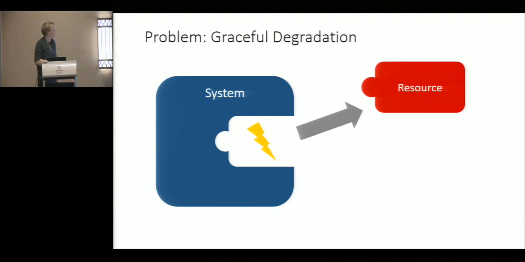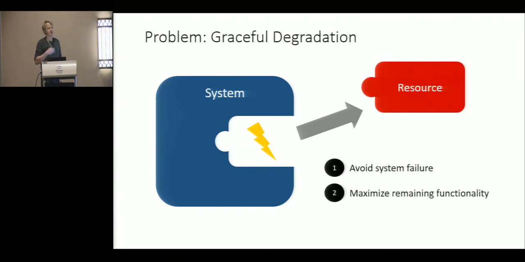So our general high-level problem is graceful degradation. I have a system that uses a resource. I make this resource now inaccessible. And the question is, how can I modify this system such that we avoid system failures in the absence of the resource, and we maximize the remaining functionality? This is a very general problem, and we study it in the context of Android here.